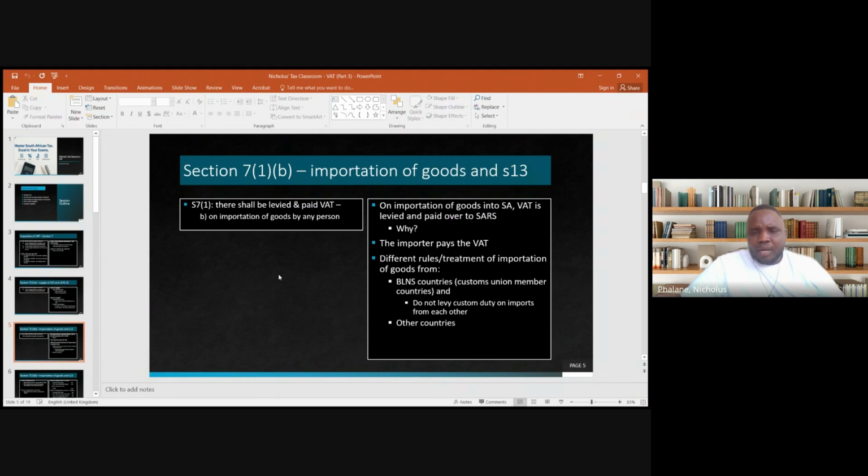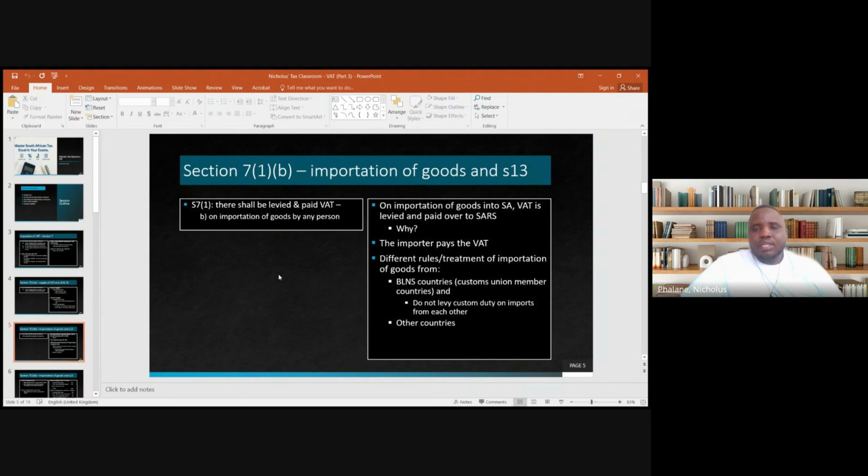So, why does SARS charge tax on importation of goods? I think we've touched on this briefly in the previous session, when we were looking at definitions. This is very simple. SARS is saying, you know what, I want to level the field of play, all right? So I want to protect local suppliers, right?